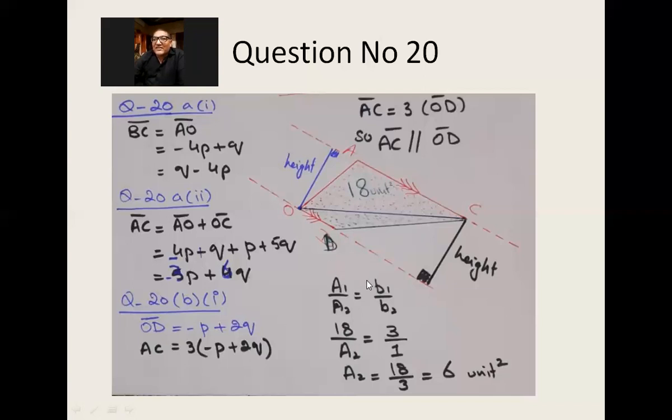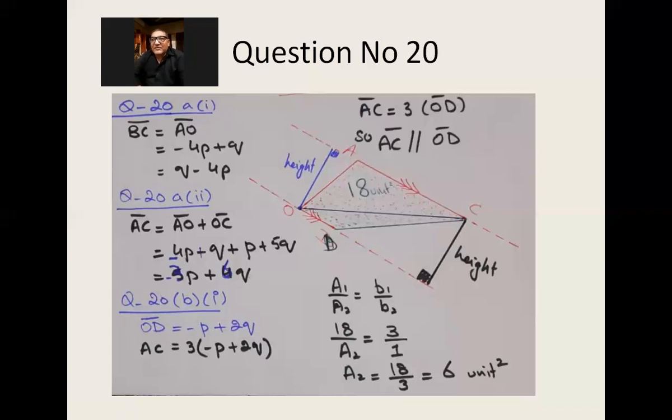So when I write 1/2 base into height here, and 1/2 base into height here, the height and height will be cancelled, and 1/2 and 1/2 will be cancelled. So you are only left with base and base. The simple thing you need to remember is that for two triangles between two parallel lines, the ratio of their areas will be equal to the ratio of their bases.